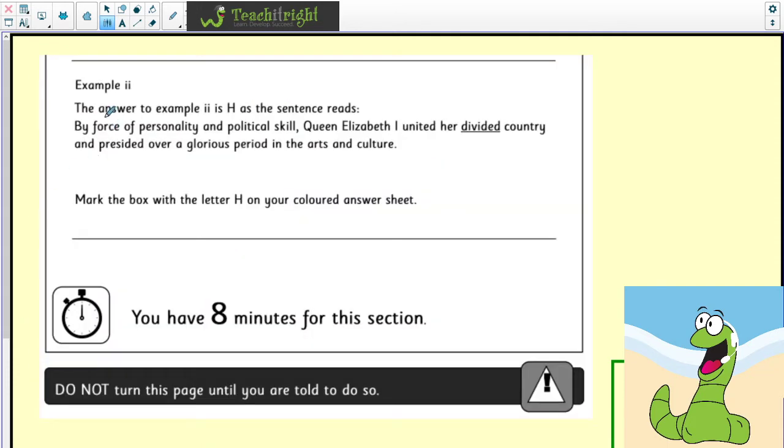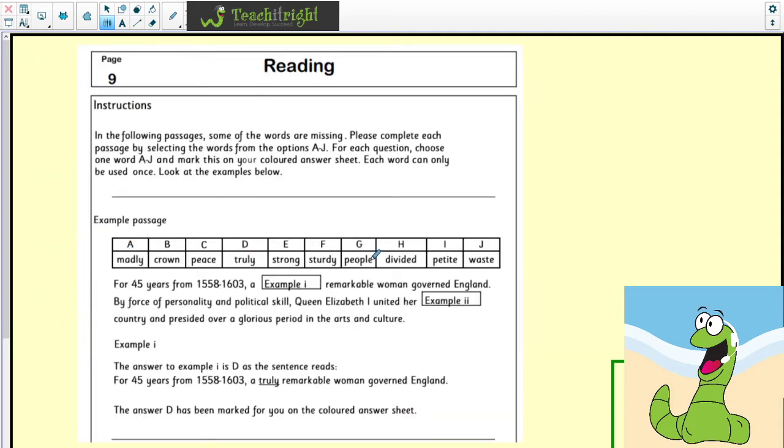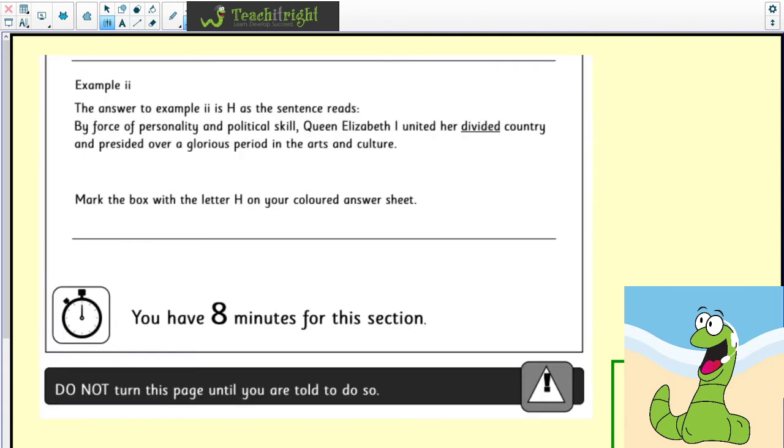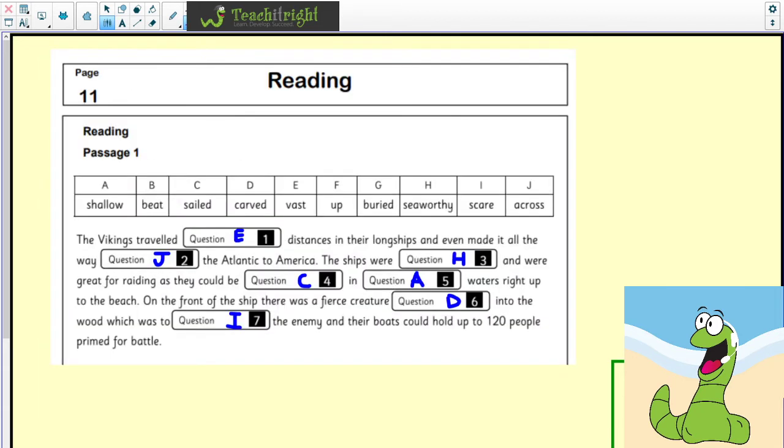So we just have a look at example 2 here. H was the answer, and as you can see, all the words will be at the top. Now, one of the most important things to recognise here, each word can only be used once. Now, that may be the case on the day, but you of course need to listen to that very carefully to make sure that only one word can be used in each space. And you won't be repeating any of those words. Let's go and have a look at the first close passage. I think these are all based around the Vikings.